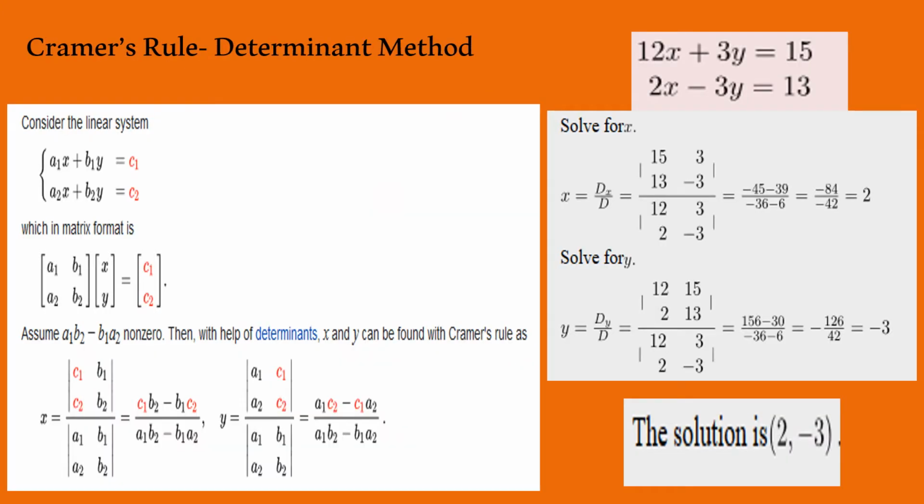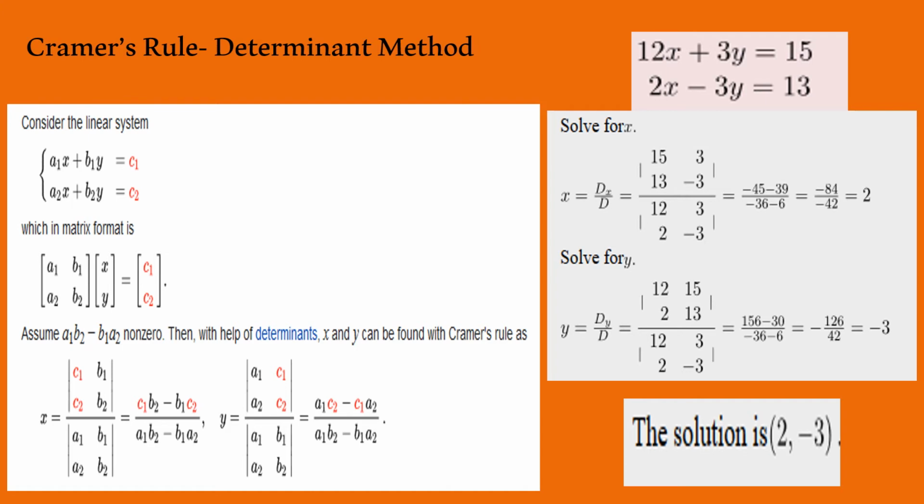The fourth method is called the Cramer's rule method, or the determinant method. In this, we are considering the determinants of the augmented matrix. The augmented matrix is A1, B1, C1, A2, B2, C2. If you just take the coefficients of x and y and treat that as a determinant, that is my main determinant D, A1, B1, A2, B2. It is a 2 by 2 determinant.